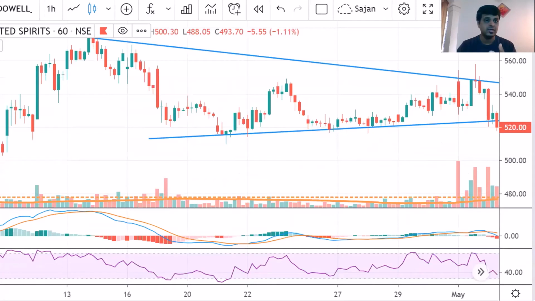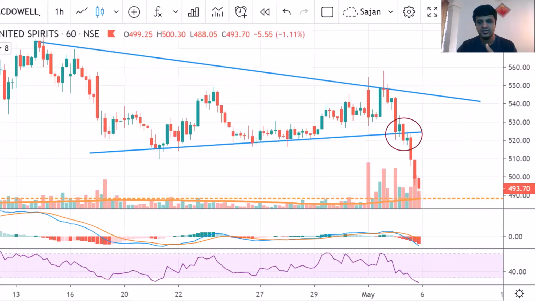There's also, let's look at United Spirits. This is from April 16 to May 5th. And you can see here that there was a break in the trend of the triangle, and then the result is that United Spirits or McDowell went all the way down from 525 to all the way down to 493. Okay, because it broke the triangle.